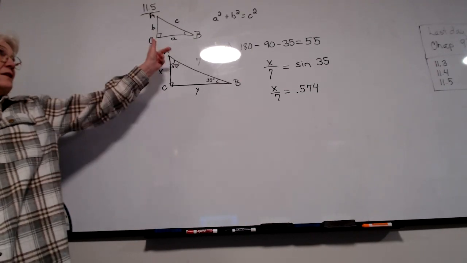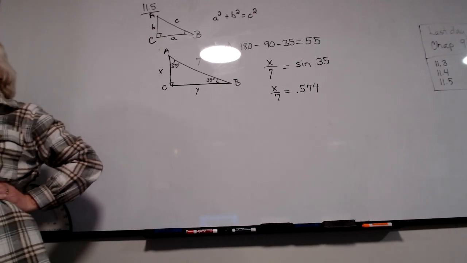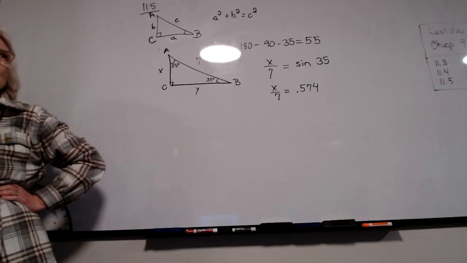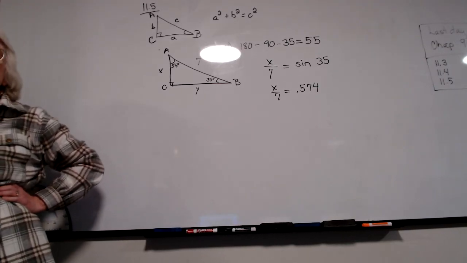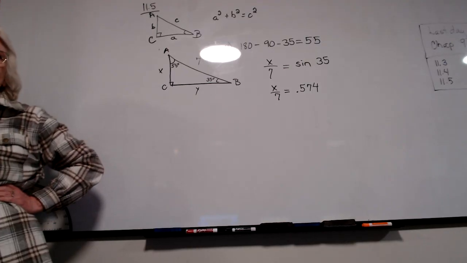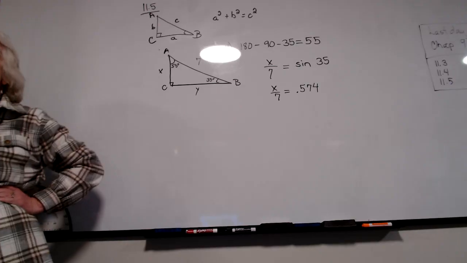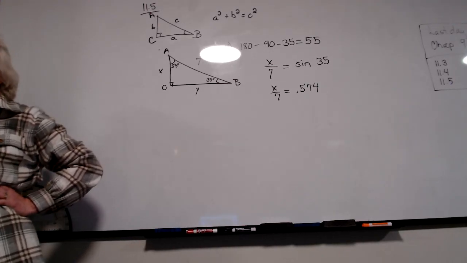What is that side called? Hypotenuse. The hypotenuse, which is the longest side of anything in a right triangle. So if the hypotenuse is in the bottom, will we ever get a number over 1? No, we won't. So if you have a number over 1 when you hit sine 35 in your calculator, something has gone wrong, okay?